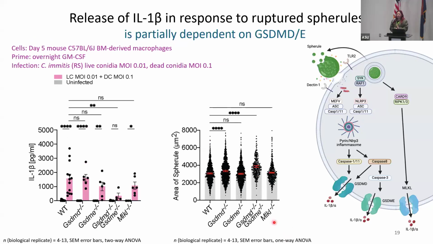So now looking at the mechanism behind IL-1 beta release, we saw that IL-1 beta release was not affected by individual deletions of gasdermin D, E, or MLKL, but the combined deletion of D and E led to reduced IL-1 beta release. Additionally, spherules in these cultures seem to be larger, suggesting that gasdermin D and E might help restrain spherule growth.